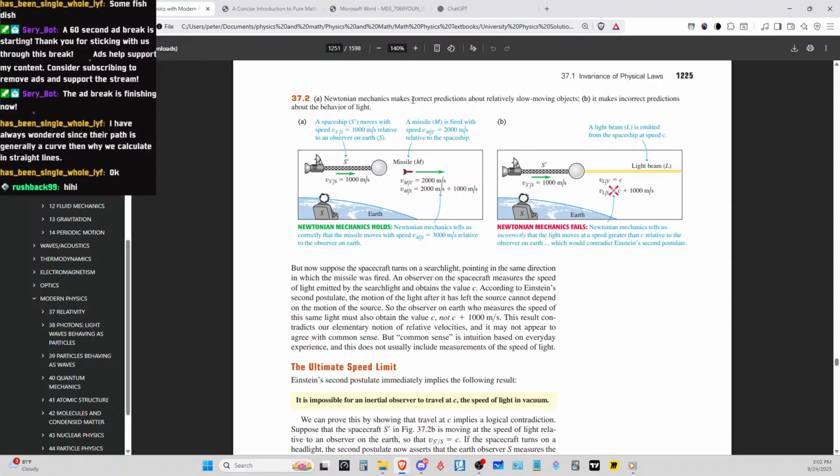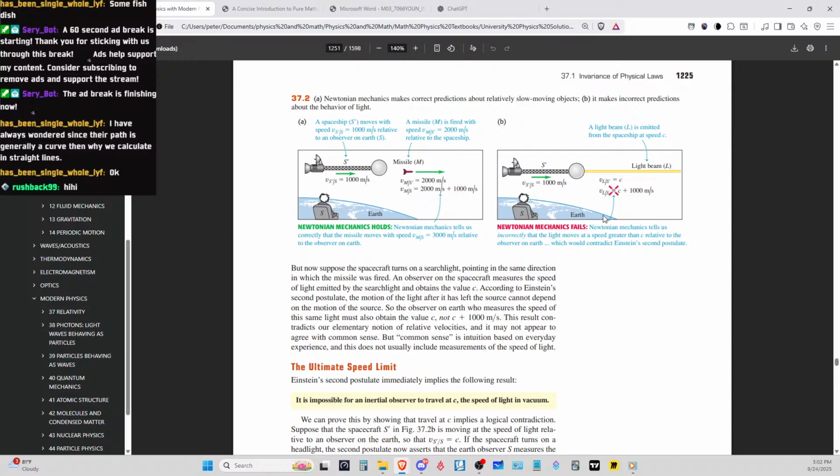So Newtonian mechanics makes correct predictions about slow-moving objects in frame A, which is like this. So if we have a space station that's going... So yeah, you would have to add the speeds together because they're going in the same direction. But then when it comes to light, this doesn't occur, because actually nothing travels faster than the speed of light, which is kind of strange.